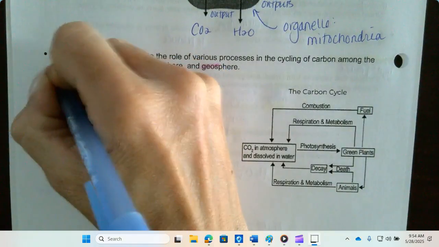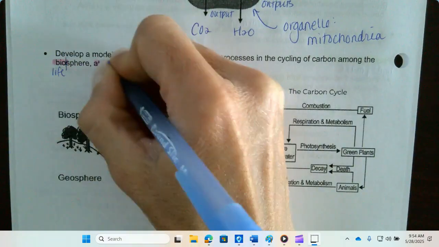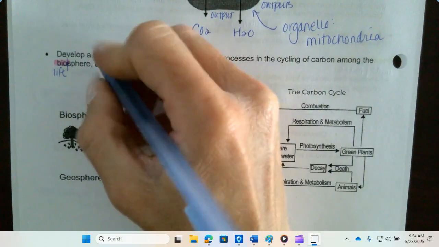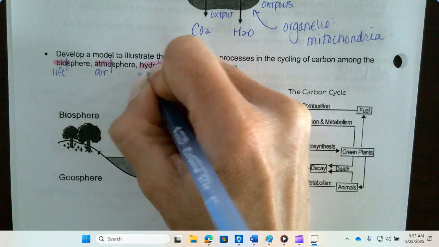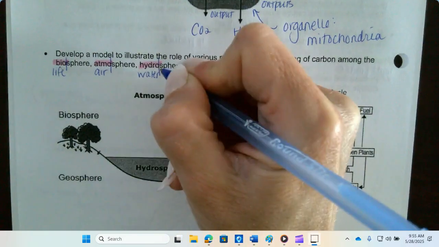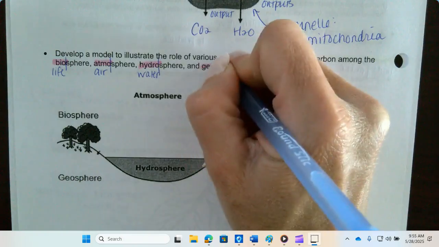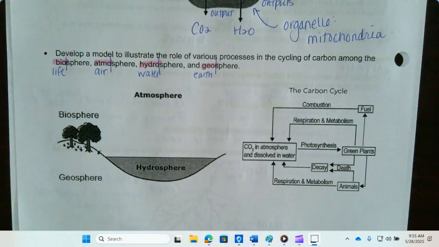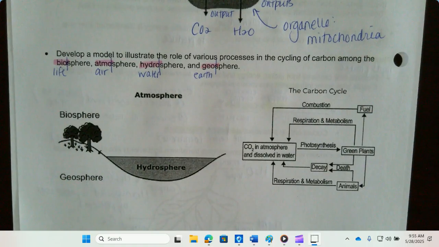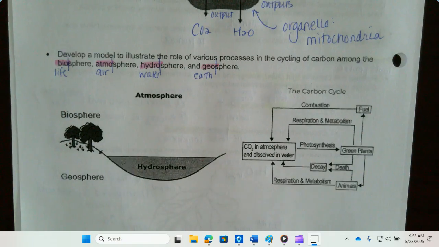Anytime I see bio, I know I'm talking about living things. When I see atmo, I'm talking about air. When I see hydro, hydro is water. When I see geo, geo means earth. When you use these strategies, it does make it a lot easier so you can keep track of the vocabulary, because this is really vocabulary rich. This model has all 4 of those words.